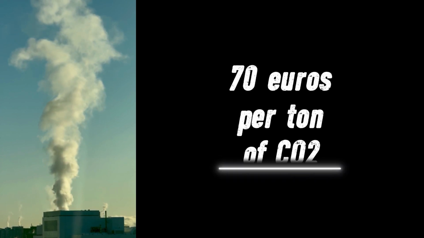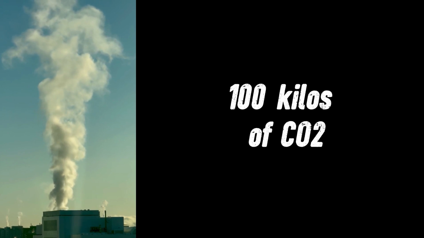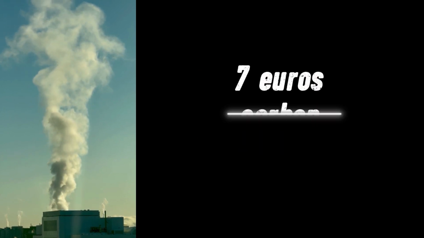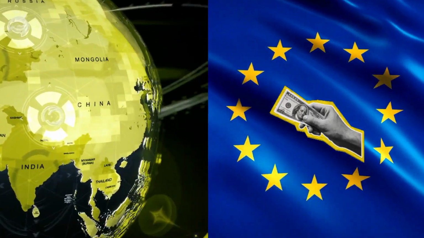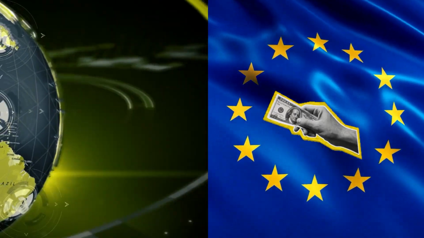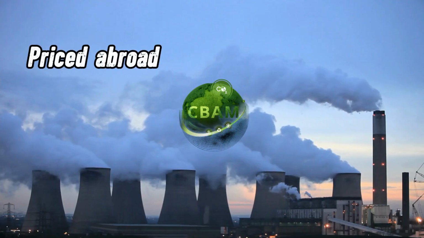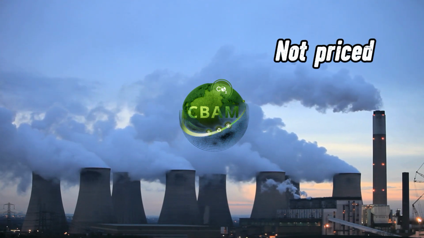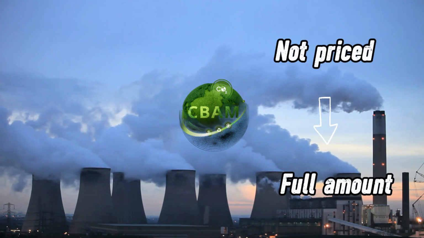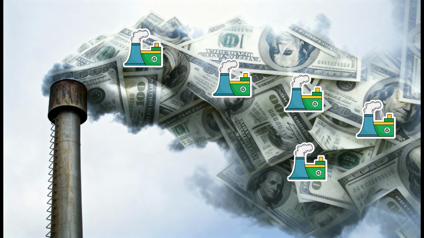Let's take a simple example. Imagine the European carbon price is 70 euros per ton of CO2. Producing 1 ton of cement emits about 100 kilos of CO2. That's a 7 euro carbon cost. A European producer pays it. A producer in a country with no carbon price doesn't, at least not until CBAM applies. CBAM charges that difference at the border. If emissions were already priced abroad, CBAM only charges the gap. If they weren't priced at all, CBAM charges the full amount.